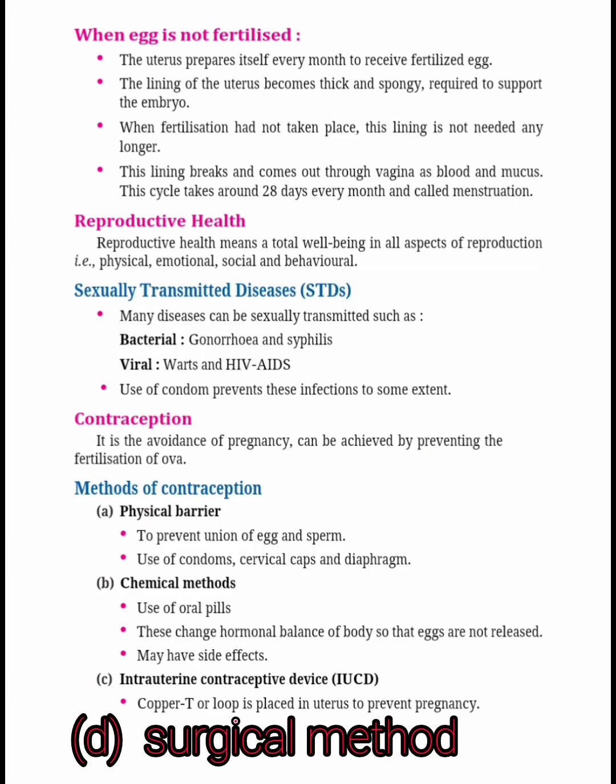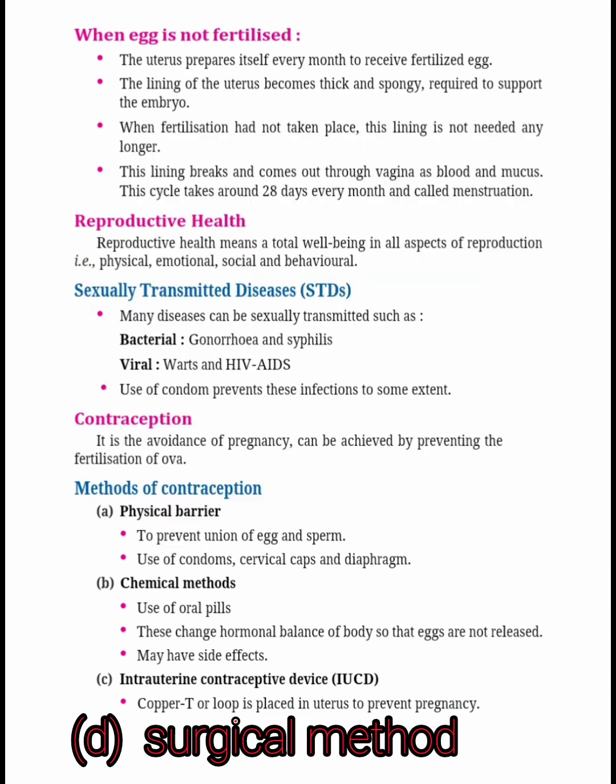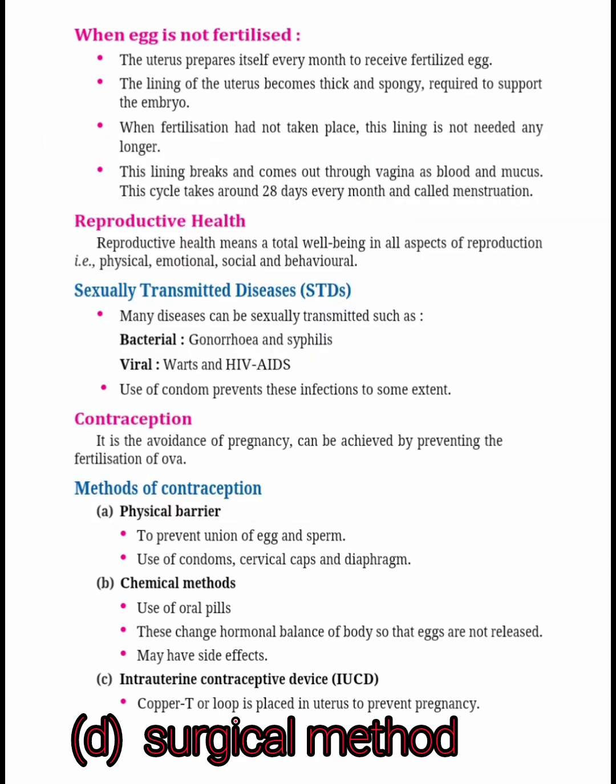And the last one is surgical method. In surgical method, there are two types: vasectomy and tubectomy. In the male reproductive system, vas deferens will be there. That vas deferens is operated on by surgical method, that is called vasectomy. Vas deferens, vasectomy. In the female reproductive system, fallopian tubes will be there. Those fallopian tubes are operated on by surgical method, that is called tubectomy. Fallopian tube, tubectomy. Vas deferens, vasectomy.